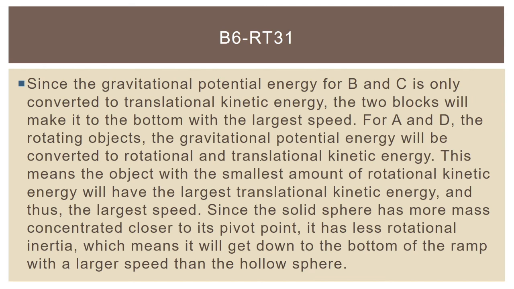For A and D, the rotating objects, the gravitational potential energy will be converted to rotational and translational kinetic energy. This means the object with the smallest amount of rotational kinetic energy will have the largest translational kinetic energy, and thus the largest speed. Since the solid sphere has more mass concentrated closer to its pivot point, it has less rotational inertia, which means it will get down to the bottom of the ramp with a larger speed than the hollow sphere.